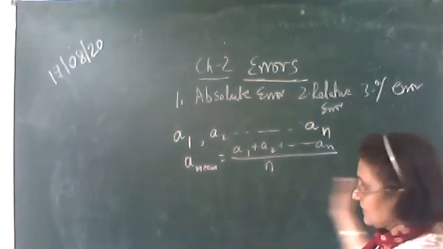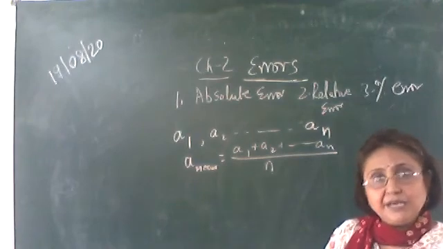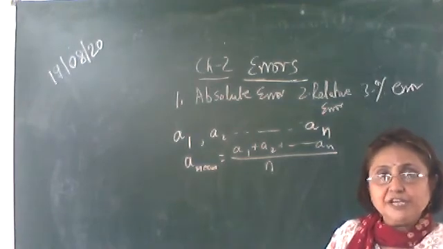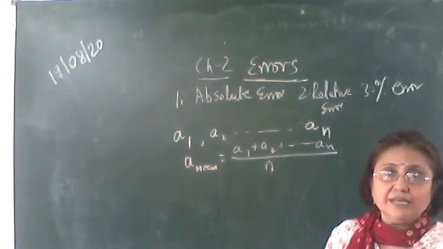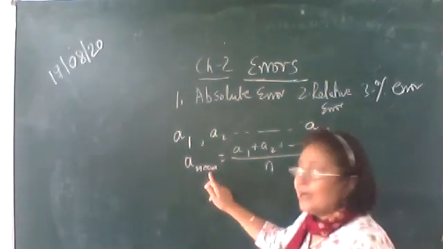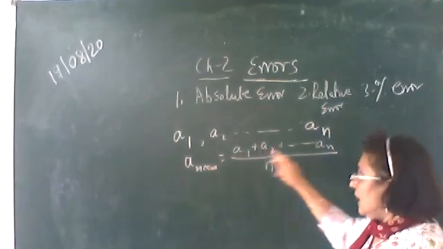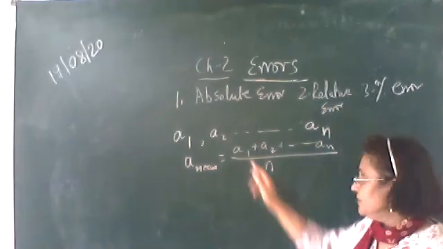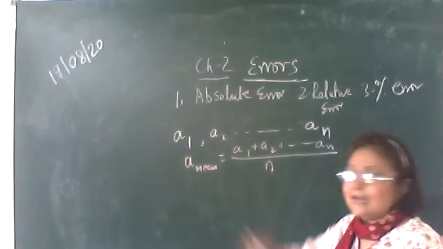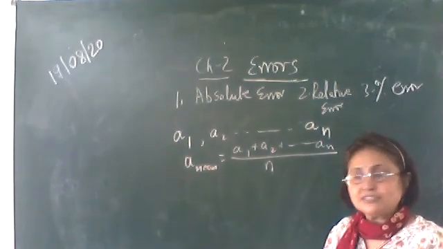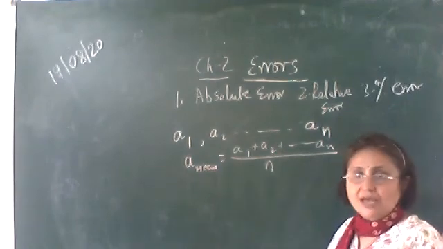Why? Because as I said, if I have to measure the length of this green board, the true length, the accurate, actual length is not given. So how to find out that actual length? Take a number of observations, A1, A2, An, and divide by n. Thus you get the mean value, which will be considered as the true value.